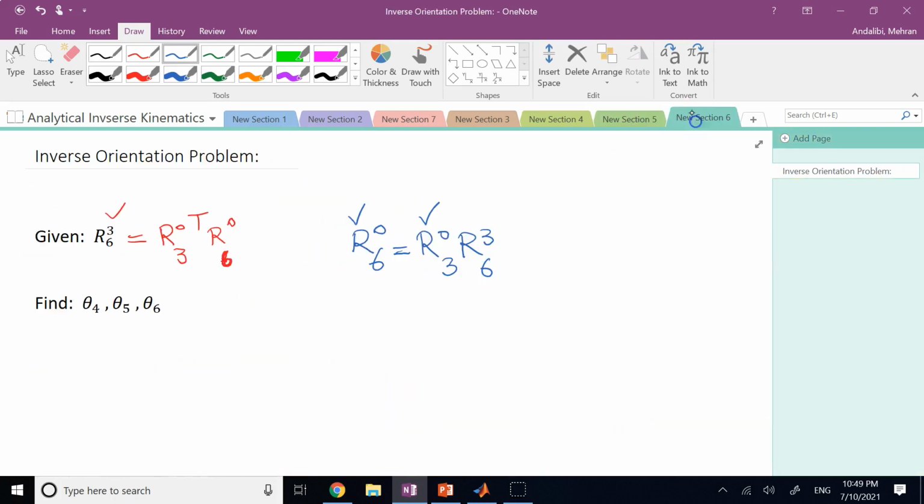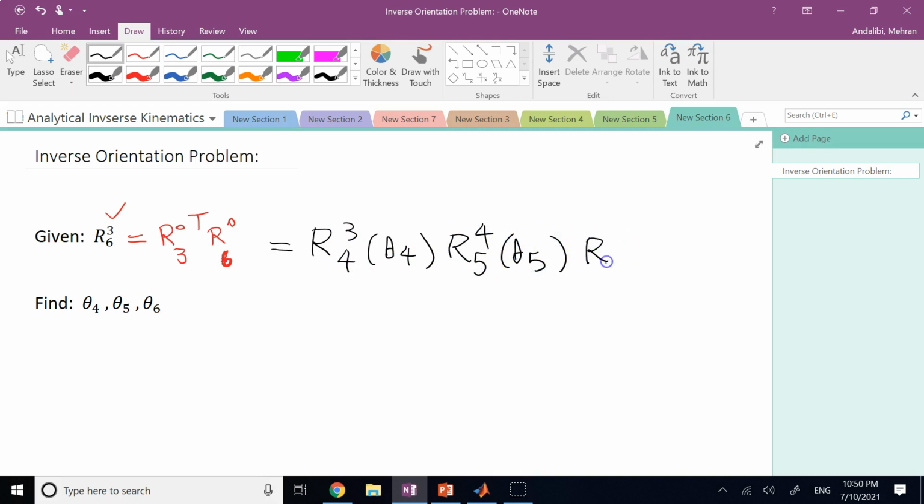Basically, it is this guy here that I can find now. This is equal to the rotation matrix of 4 with respect to 3 of theta 4 times rotation of 5 with respect to 4 of theta 5 times rotation of 6 with respect to 5 of theta 6. This is this guy. You clearly see it is only a function of these 3 angles.